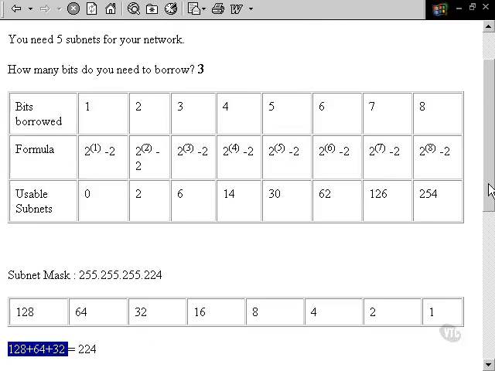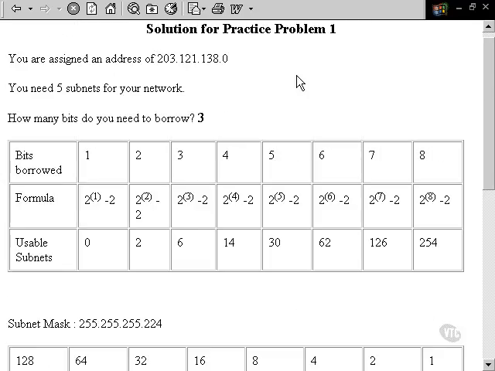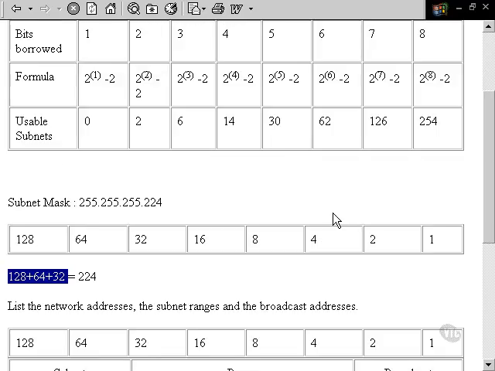Since our address is a Class C address, it's going to have the default subnet mask of 255.255.255.0. We take this 224 that we just calculated and we put it onto the end of that on our last octet, and this will give us our custom subnet mask.